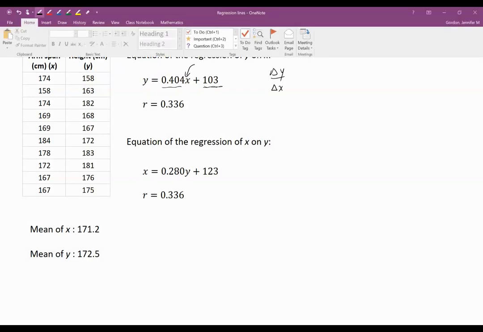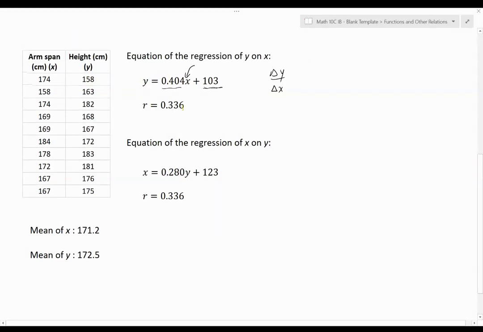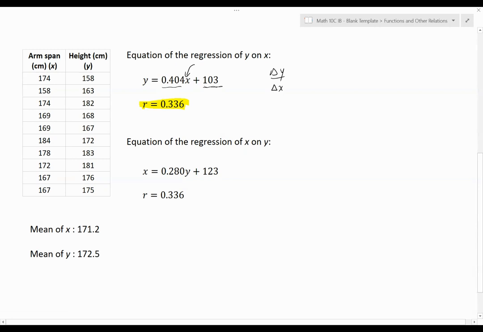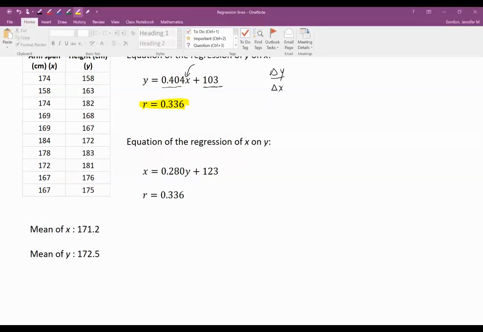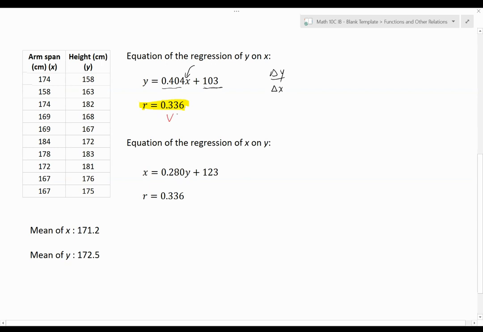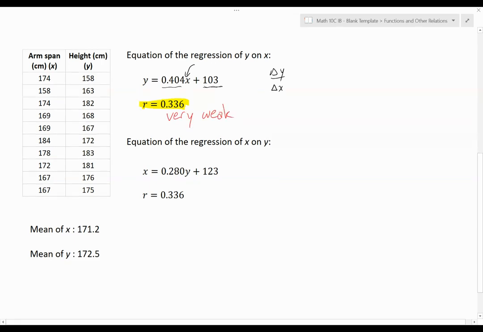This R value right here of 0.336, so R is a correlation coefficient, essentially correlation being how closely do these data actually relate to each other. And this is quite weak. So this is a very weak correlation. So that means the predictive ability of this equation is pretty low. The fact that it's positive, though, is important.